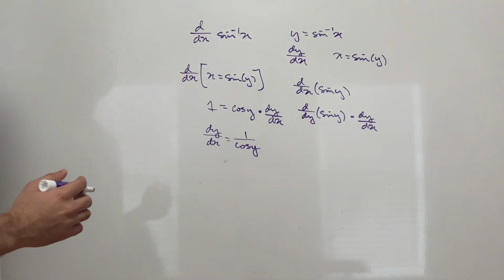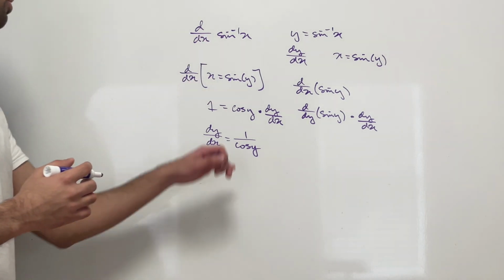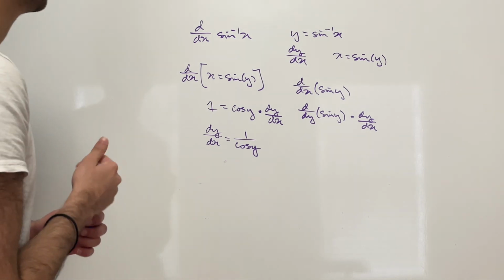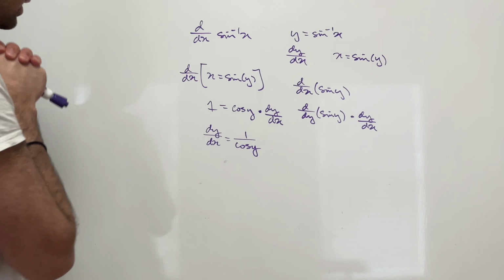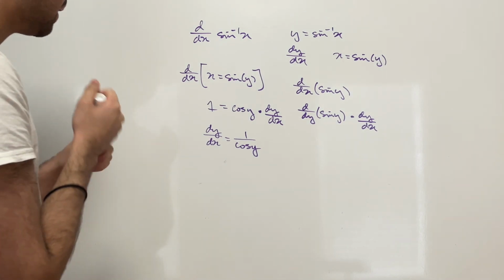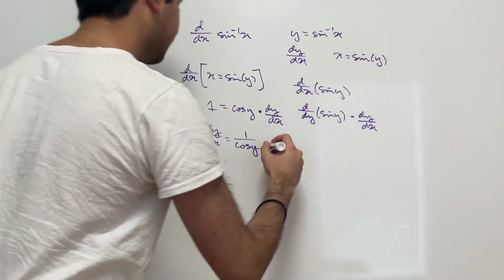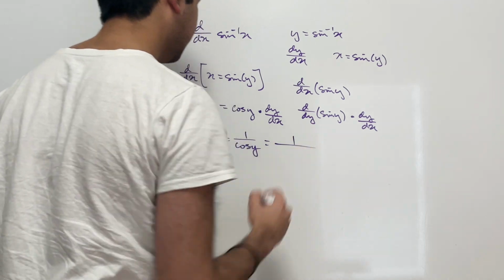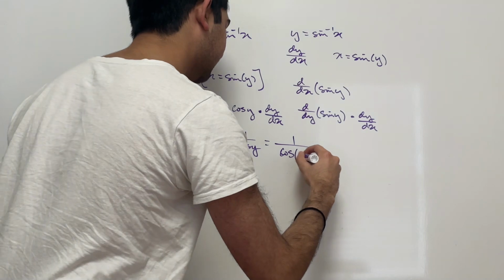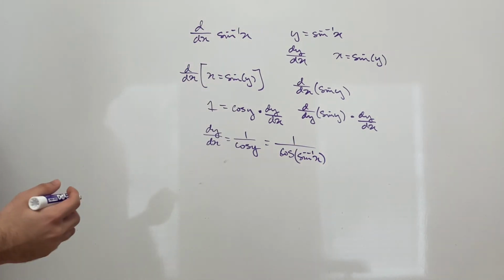Alright, so let's see here. This is not our final answer because we want to find d dx of inverse sine x. We got an answer in terms of y, and we probably want something in terms of x for everything to make sense. So let's think about this: 1 over cosine y. We have y equals inverse sine x, right? So to get dy dx in terms of x, we could just plug in: 1 over cosine of inverse sine x. And that's going to get us an answer in terms of x.